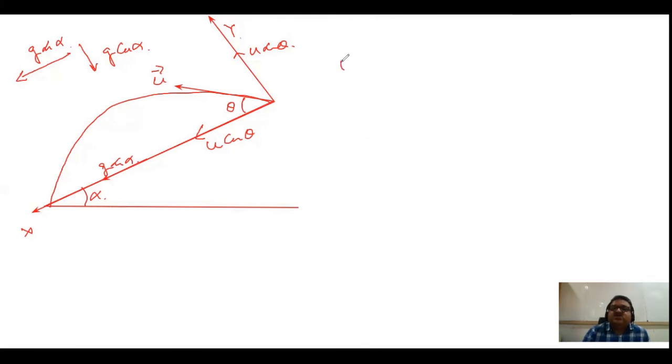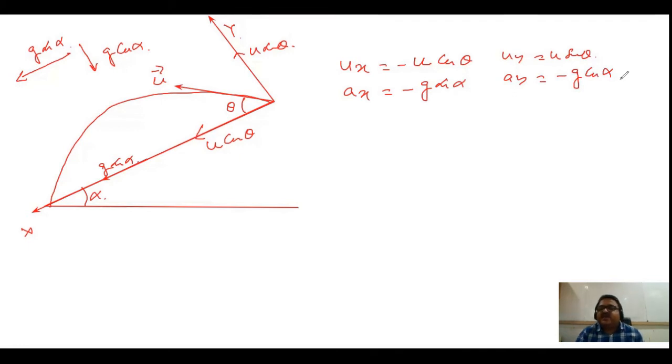Write it down. Ux is what? It is along the negative x-axis, so I'm writing it as minus u cos theta. What is Uy? I'm writing it as u sin theta, because it is along positive y. About x, look, ax is minus g sin alpha, and about ay, it is downward again, minus g cos alpha. Clear?